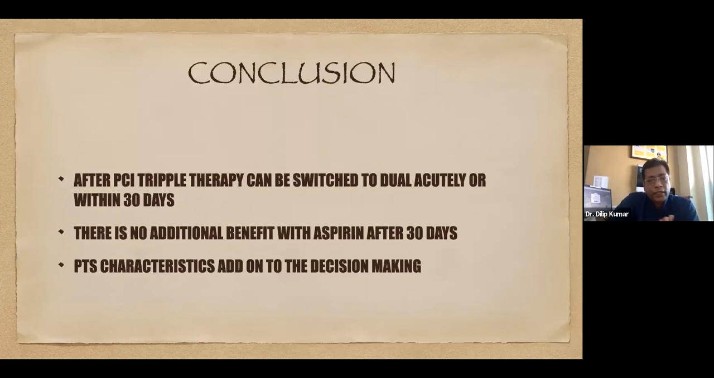So with all these trials, we can conclude that after PCI, triple therapy can be switched to dual therapy acutely or maximum within 30 days. And there is no additional benefit with aspirin after 30 days in terms of ischemic risk reduction. But definitely the bleeding risk gets higher and higher. Patient characteristics add on to the decision making.